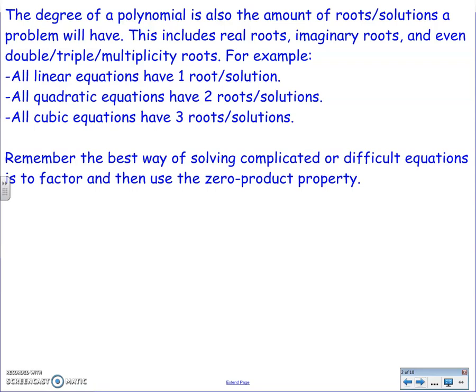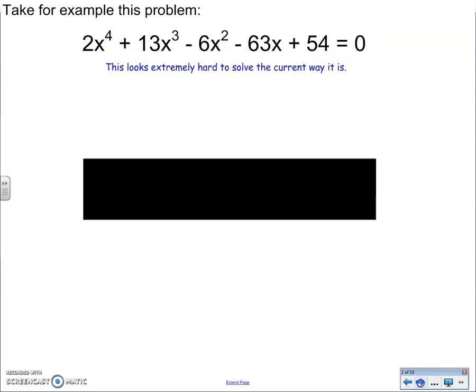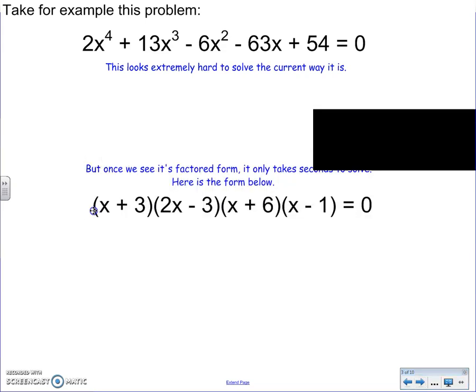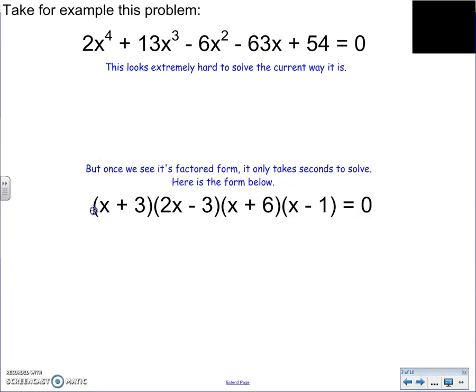Also remember that the best way of solving a complicated or difficult equation is to factor it and then use the zero product property. So take this problem for example: 2x to the fourth plus 13x cubed minus 6x squared minus 3x plus 54 equals 0. That problem is really hard. I couldn't instantly do it. It looks extremely hard in that form. But once they give it to us in factored form, right there, it's easy. It only takes us a few seconds.